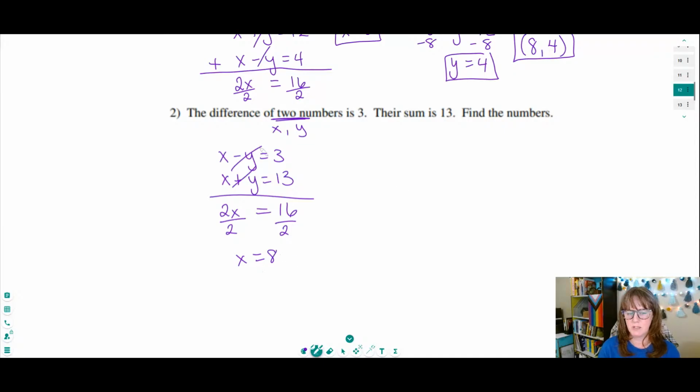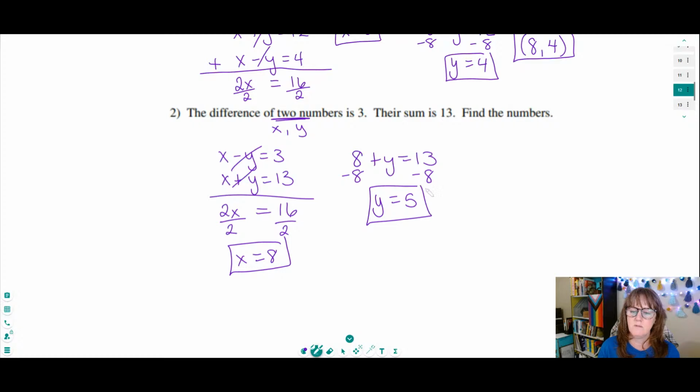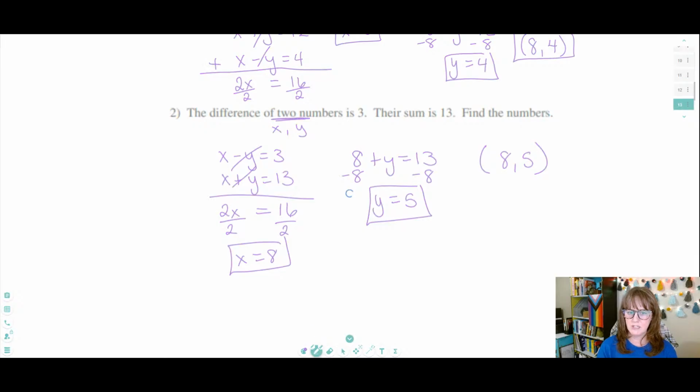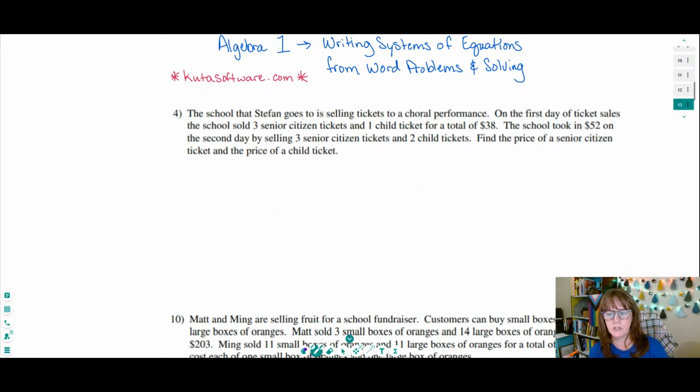Right, and then I'm going to, again, choose one of these to substitute in 8 for x. I'm going to choose the addition problem. So x plus y equals 13. I replaced x with 8, subtract 8, almost the same answers. So y equals 5. So those are our solutions for this one, and then as an ordered pair, we've got 8, 5. All right, let's get into some that are a little bit more challenging.